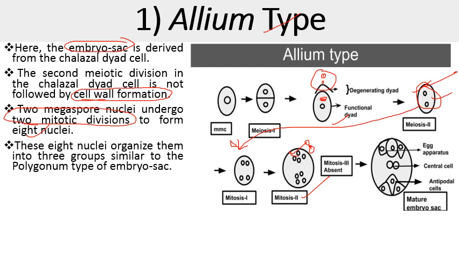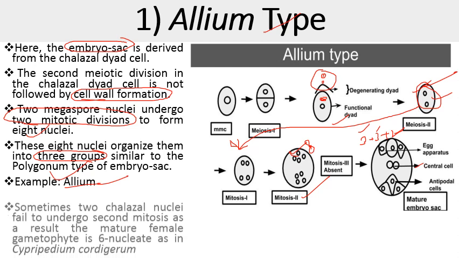These 8 nuclei organize themselves into 3 groups similar to the Polygonum type of embryo sac. जैसा हमने Polygonum type of embryo sac में पढ़ा, वैसे ही ये 3 groups में arrange हो जाएंगे. 3 plus 3 plus 2, that is 3 egg apparatus, 3 antipodals and 2 polar nuclei in the central cell. Example is Allium. So Allium में इस तरह का embryo sac development होता है. This is a bisporic embryo sac.